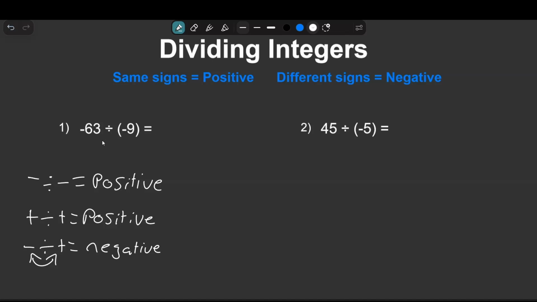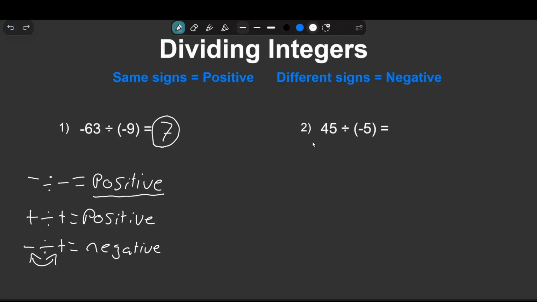So for the first one, we have minus 63 divided by minus 9. This is two of the same signs. We are dividing a negative number by another negative number. This means we are getting a positive final answer. So minus 63 divided by minus 9 will be positive 7 as our final answer because we use the same signs.